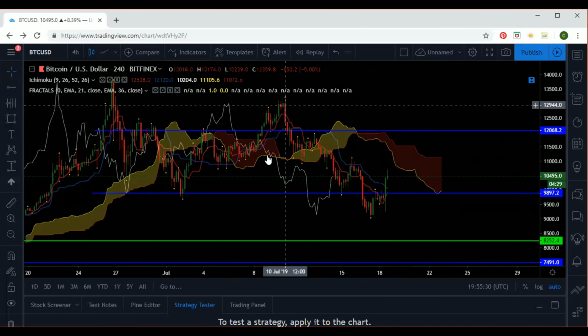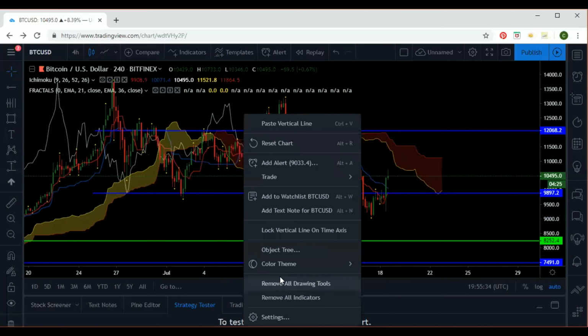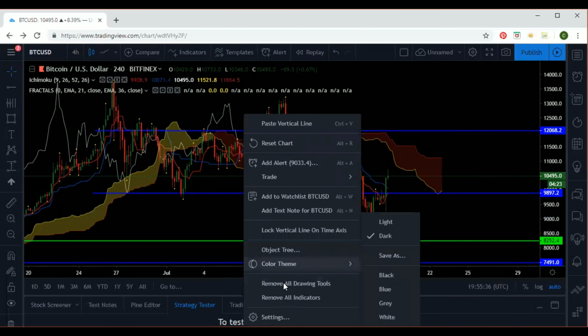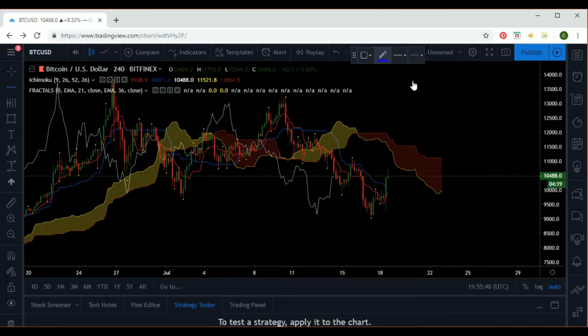So let's say we are to trade this to the downside. All right. Same thing applies. Green line is my entry. Where am I entering?